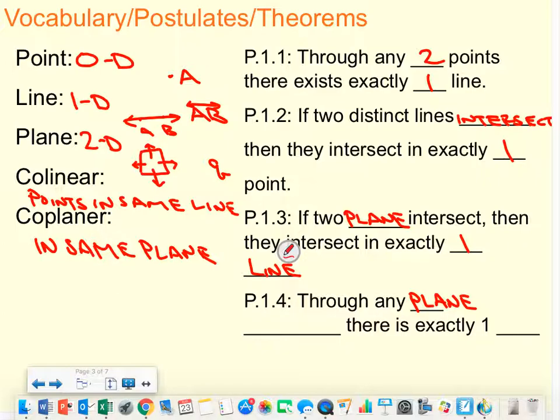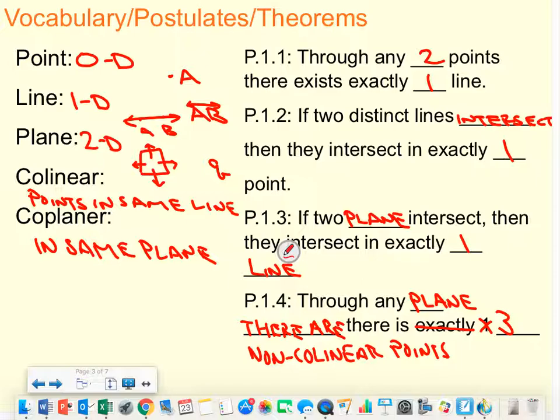And we're just going to say through any plane there are at least 3 non-collinear points. Okay? So if you've got a plane, then that plane has to have at least 3 points.